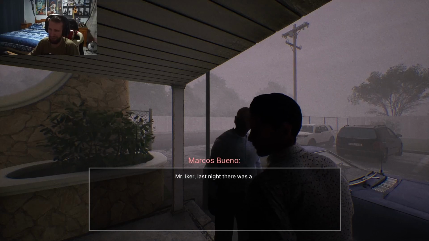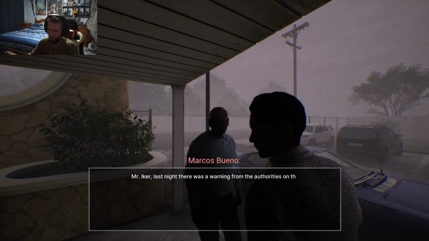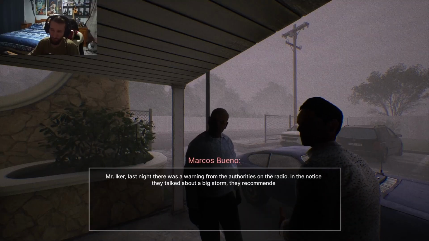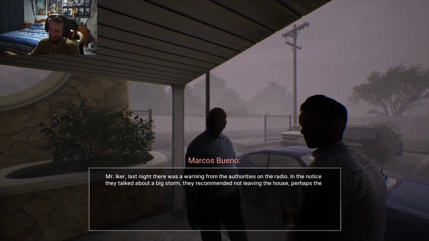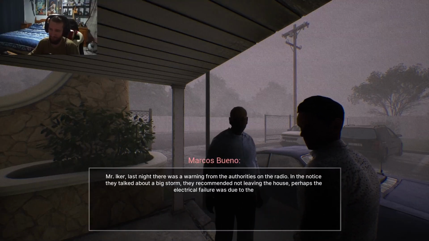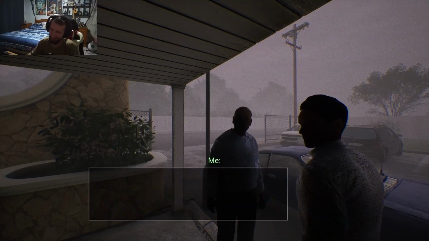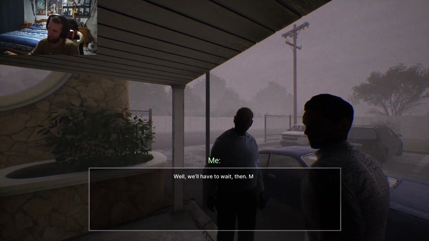Mr. Iker, last night there was a warning from the authorities on the radio. In the notice they talked about a big storm. They recommend not leaving the house. Perhaps the electrical failure was due to the storm, but the thing with the cars is strange. Well, we'll have to wait.